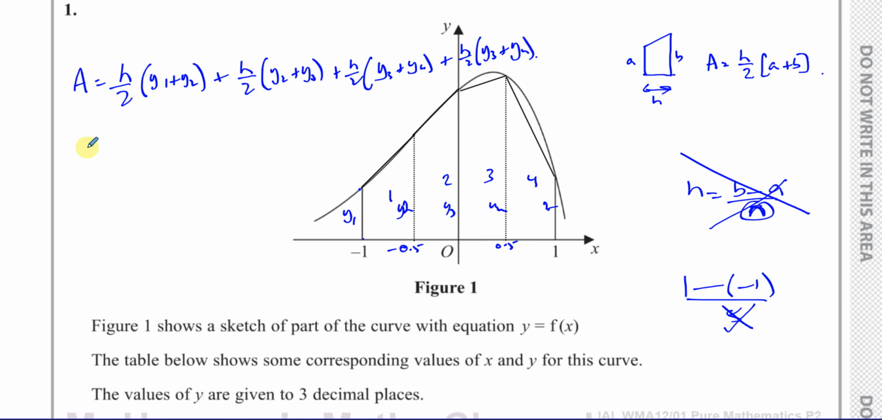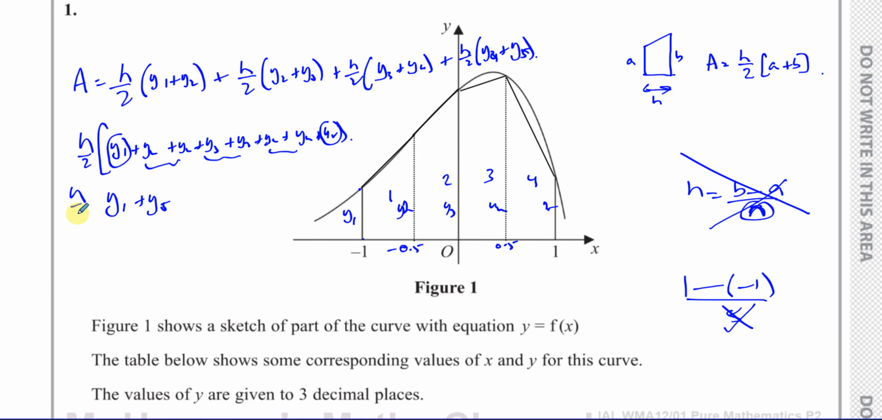So you can see h over 2 is common. And you have y1 plus y2, plus y2 plus y3, plus y3 plus y4, plus y4 plus y5. So you can see that the 1 and the 5 are only used once, but the others are used twice. You have 2 of these and 2 of these and 2 of these. So you have y1 plus y5, the first and the last, and 2 times y2 plus y3 plus y4.